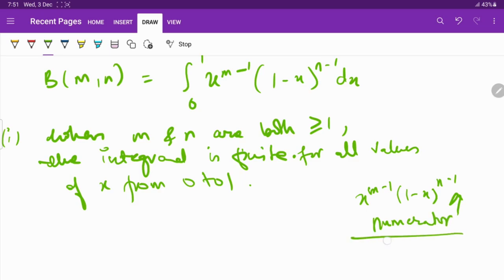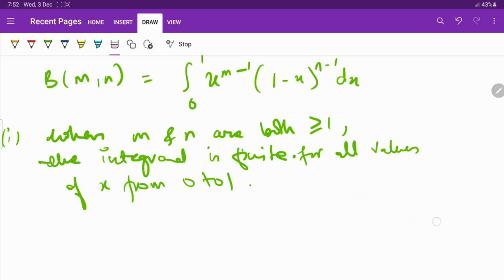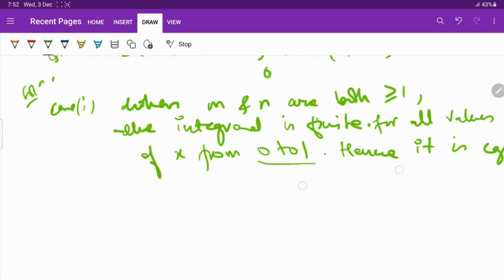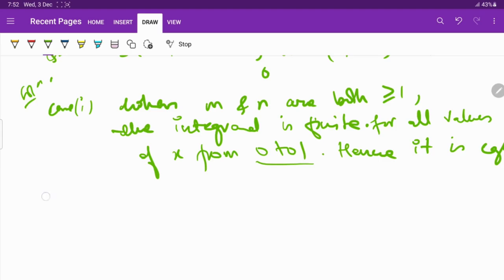Okay, so it's not going to be something like x to the power m minus 1 in the denominator part, so obviously the integrand is going to be finite. Because of this, what we claim is it is going to be convergent, because we know its limit is always going to be finite, since the value of x lies between 0 and 1. So it is convergent, and we do not have to do much in this case.